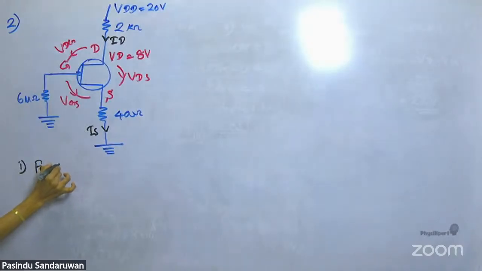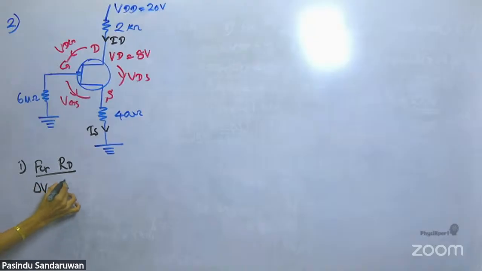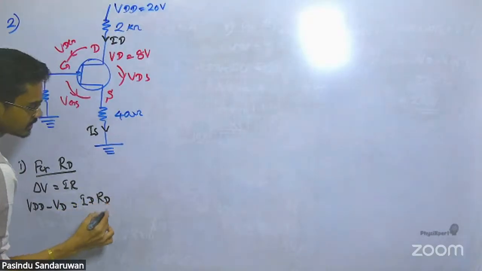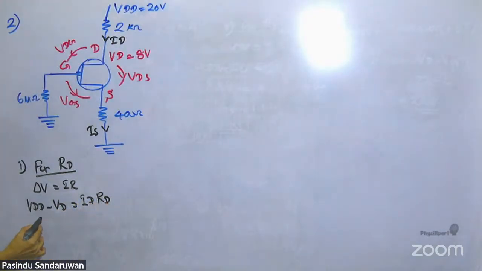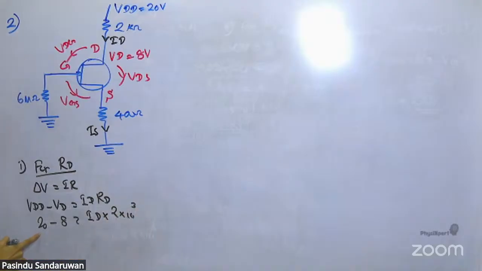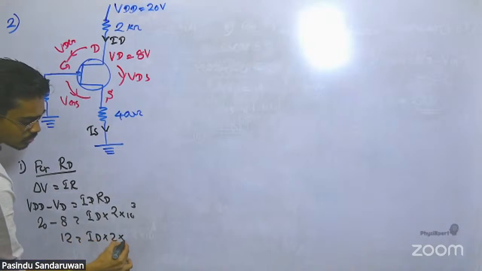2 kilo ohms here again. That is RD. Delta V equals IR. Then VDD minus VD equals IDRD. VDD is 20, VD is 8, and RD is 2 kilo ohms, 2 times 10 to the power 3. Simplify: 20 minus 8 is 12. 12 equals ID times 2 times 10 to the power 3.